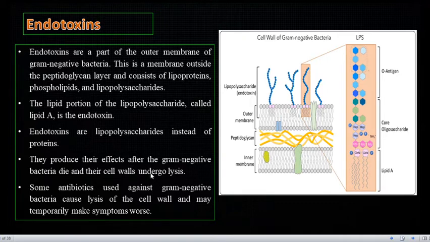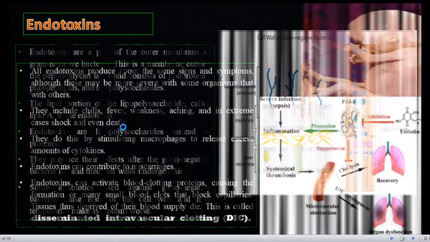Okay? Some antibiotics used against gram-negative bacteria cause lysis of the cell wall and may temporarily make symptoms worse. So, kasi yung ibang antibiotics natin, ang effect nila, the way they kill the bacteria is by rupturing their cell wall. Now, if nataon na yung bacteria is containing endotoxins, kapag na-rupture siya ng antibiotics, nare-release instead yung endotoxin. So, it causes worse symptoms. Napapa-worse niya yung situation. Okay.